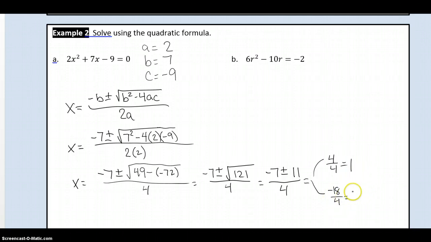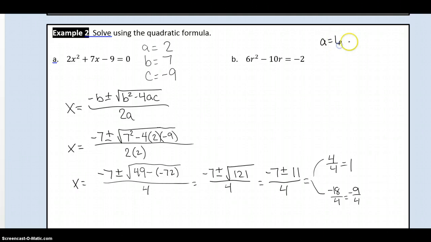And if you want to just reduce that, negative 9/4 and leave that, that would be okay. Or if you want to go farther than that, I know some of you love decimals, so that's it. So those are your two solutions. Those would be your two x-intercepts. And that is it for that. And then let's go ahead and start on number B, the letter B.